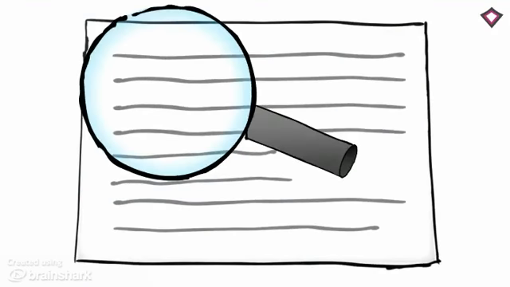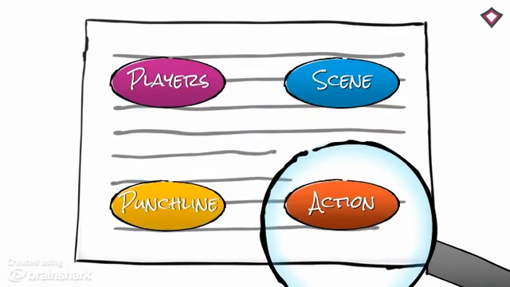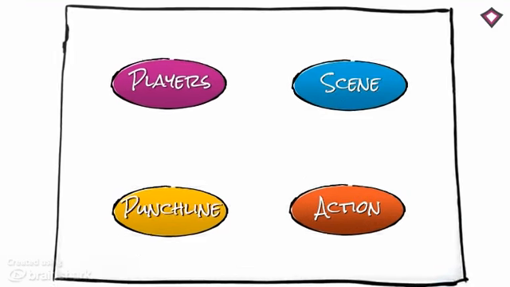To convert a paragraph of text into a visual slide, we think there are 4 key aspects you need to identify. We call them the players, the scene, the punchline, and the action. Let's look at each of these in turn and see how to identify them and how to represent them on the slide, starting with the players.